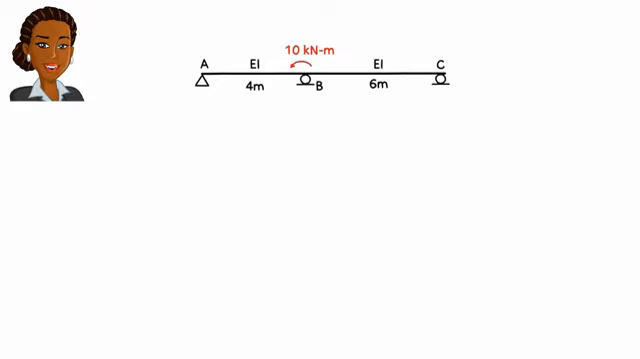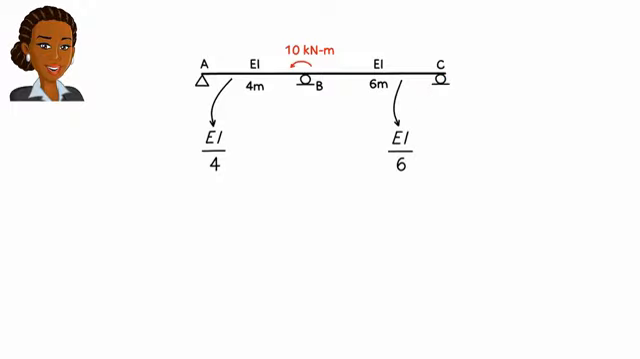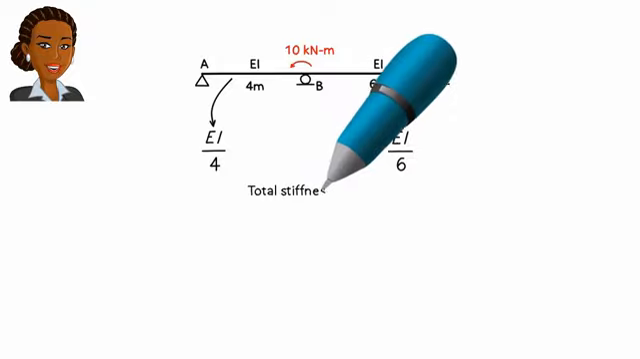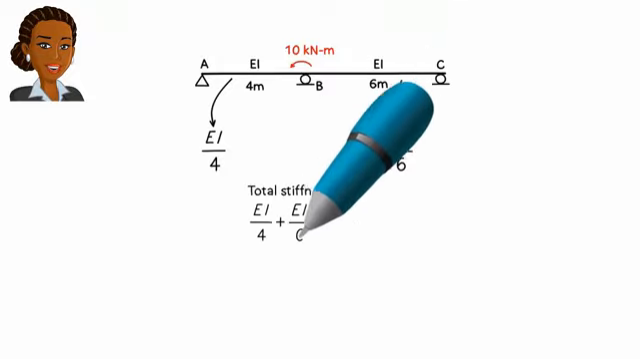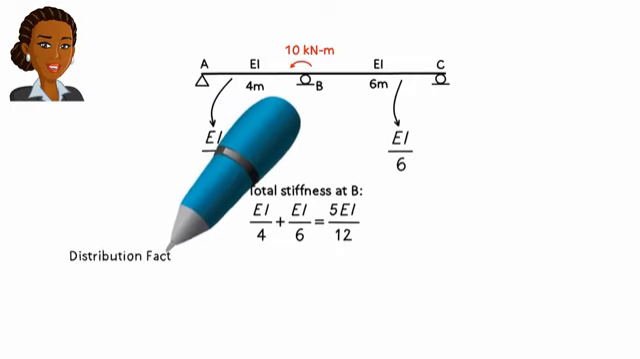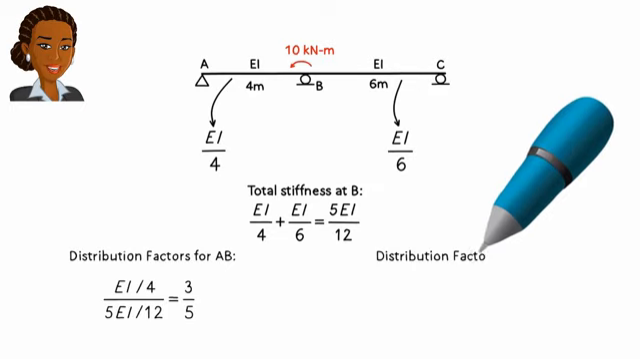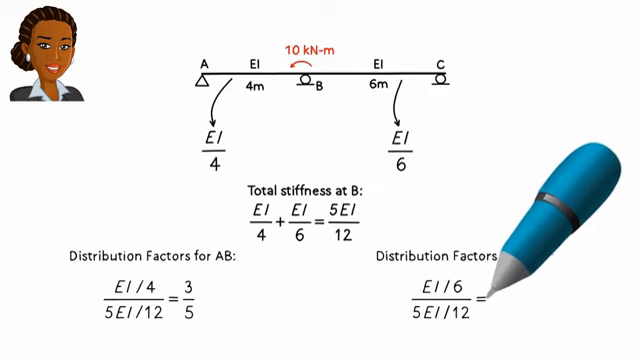In lecture SA 38, we saw how the distribution factors at B can be calculated using the member stiffness coefficients. Each member has a stiffness coefficient equal to its EI over L. The total stiffness at the joint equals the sum of the coefficients for the members connected to the joint. The distribution factors at each joint are calculated by dividing the coefficient for each member by the sum of the coefficients.